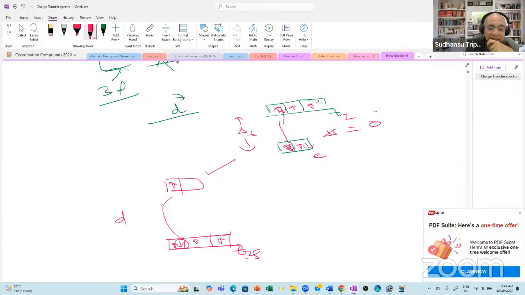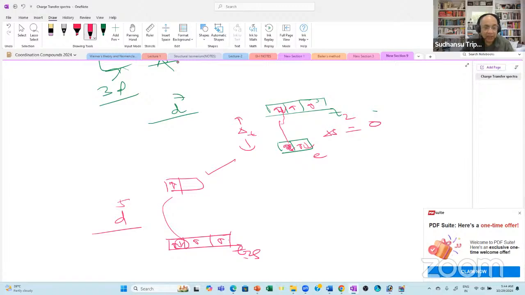So this is a d5 configuration, manganese 2 plus. The color will be very light because the spin transition is forbidden. It will happen. Breakdown of even the spin selection rule happens due to LS coupling, that you forget about.